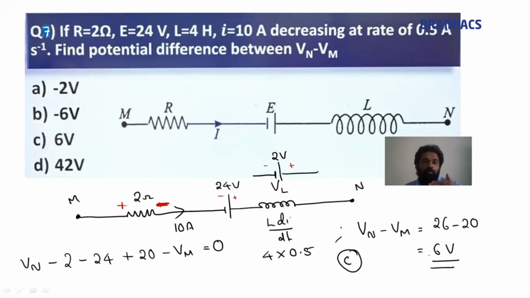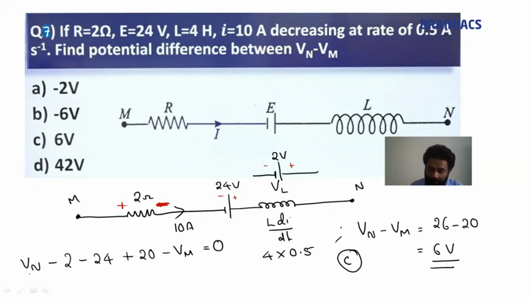So how should we put the polarity of the voltage of the inductor? That is important. If the current is increasing, then put the polarity in the opposite direction of the current. If the current is decreasing, put the polarity in the direction of the current. Then whichever potential difference we need to take, just write the equation as we have studied in current electricity.